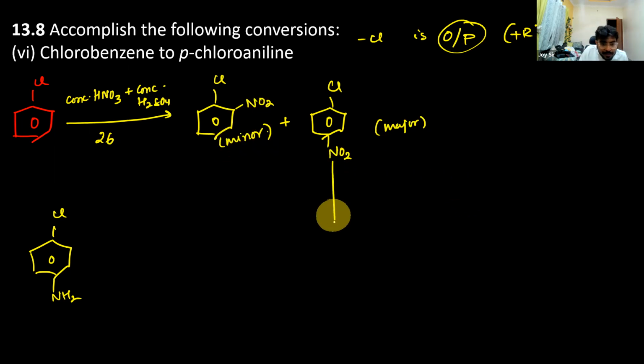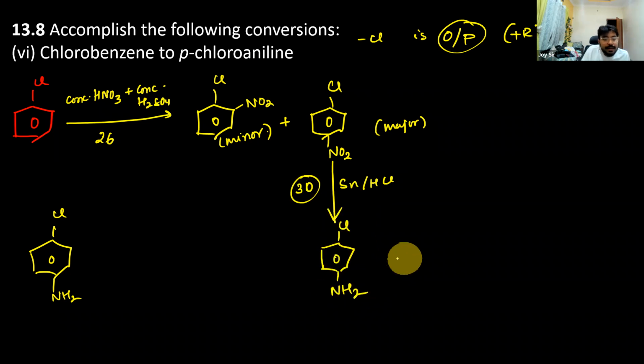From this major product, what I am going to do is add Sn/HCl from reaction number 30. So chlorine will remain on top, but the nitro group below will become aniline. Okay, so this is our p-chloroaniline. This is how we do it.